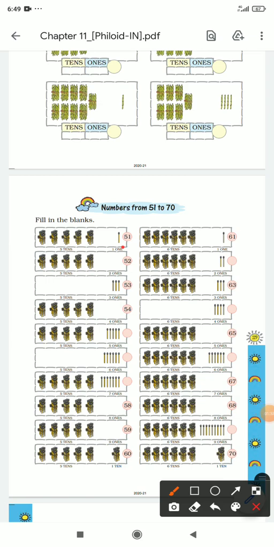52. How many bunches are there? 1, 2, 3, 4, 5. Now 2, so here we have to make 2 matchsticks. It becomes 52.